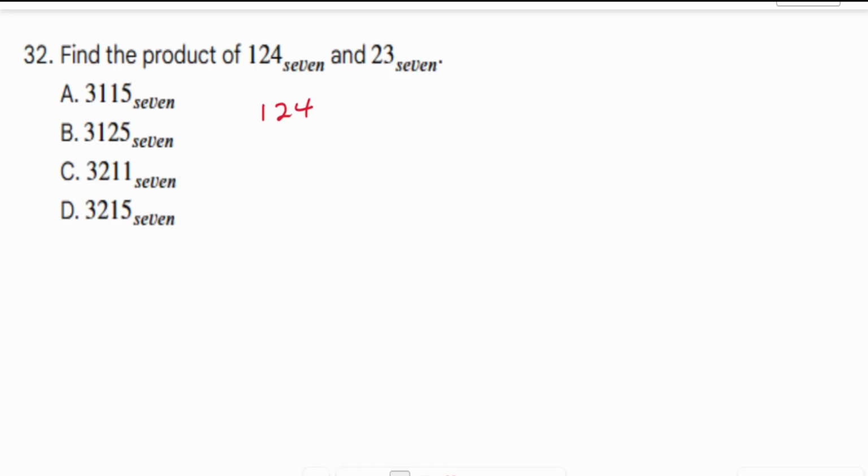So let's use the first approach. 124 base 7 times 23 base 7. And let's do the multiplication. We'll do the multiplication the way we do normal multiplication. So 3 times 4 is 12. And converting 12 to base 7 will be 1 remainder 5, right? We'll be writing the remainder down, so remainder 5, and then we carry the 1 to the left side.